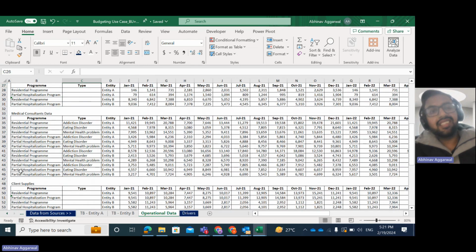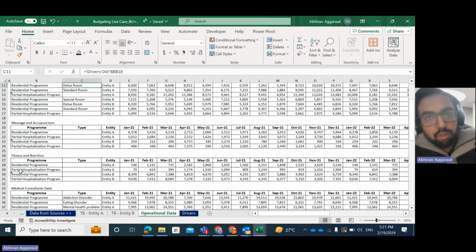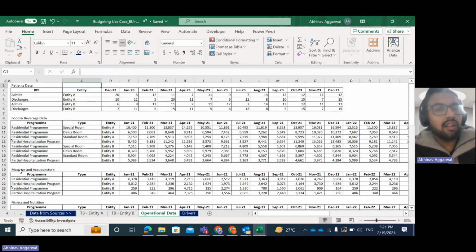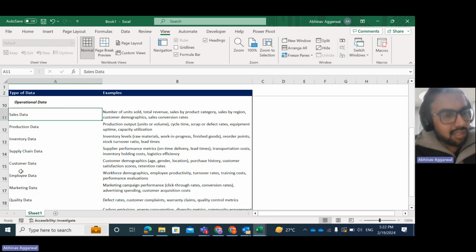Again, this is just an illustration. Don't take it as a thumb rule, because these kinds of data points will differ from customer to customer, client to client. But just to give you food for thought, this is how it is normally captured. So coming back to our original Excel, we have discussed sales data.